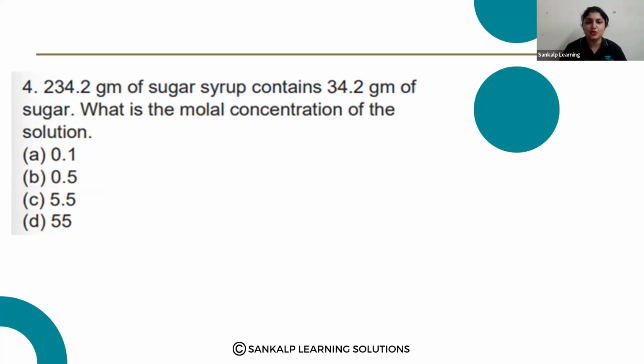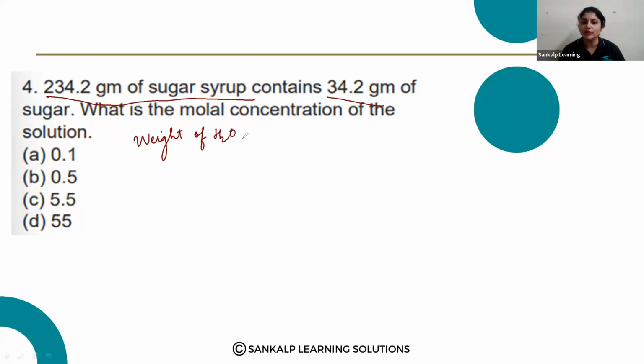234.2 grams of sugar syrup contains 34.2 grams of sugar. What is the molar concentration of the solution? So it is 234.2 grams of sugar syrup, and it contains 34.2 grams of sugar. That means we can calculate the weight of water here.